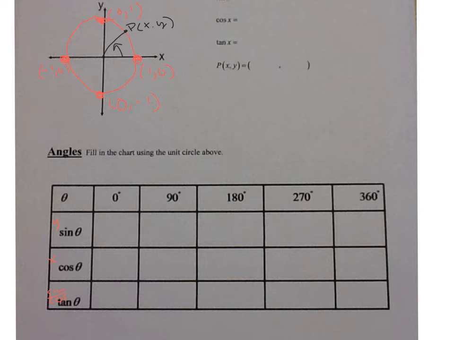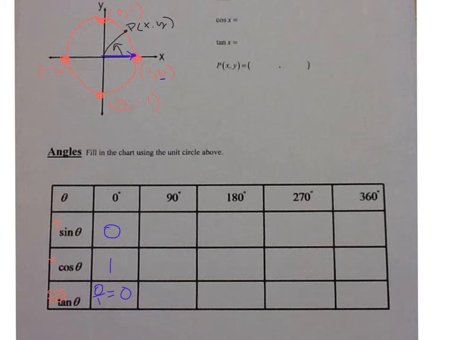So at 0 degrees, which is right here, your angle is 0, which means it's not open. It's right on the positive side of the x-axis. Remember, your sine is your y value, so sine theta is equal to 0. Cosine, which is your x value, is equal to 1. Tangent is equal to sine over cosine, that would be 0 over 1, which is equal to 0. 0 in the numerator of a fraction is equal to 0.